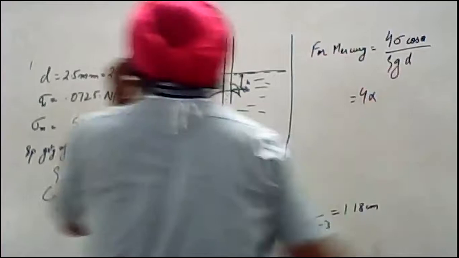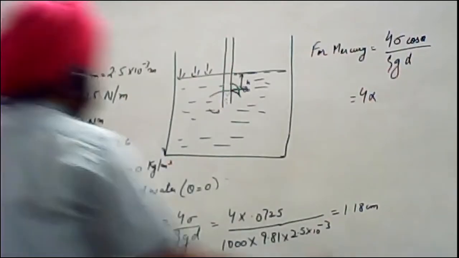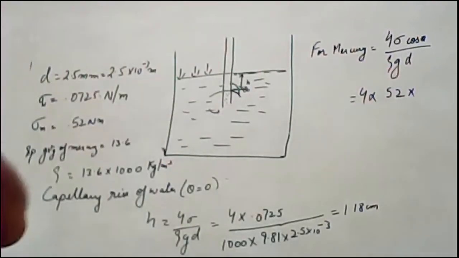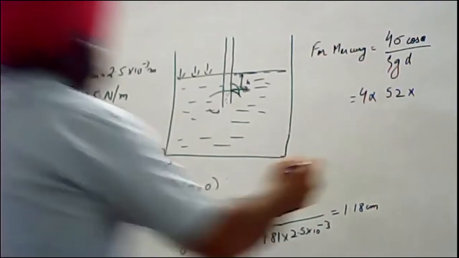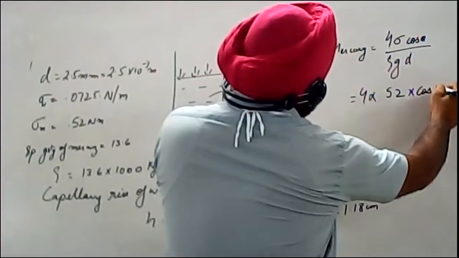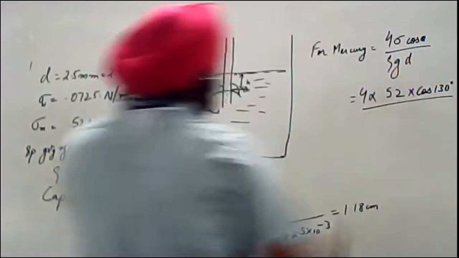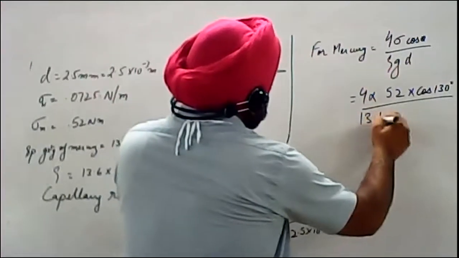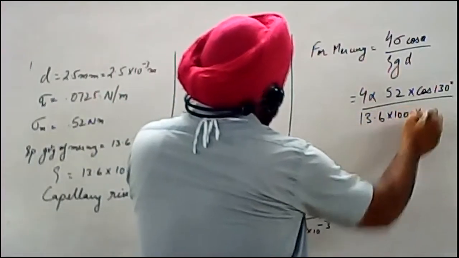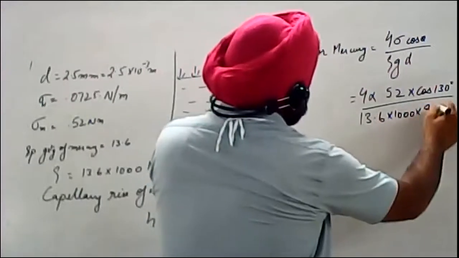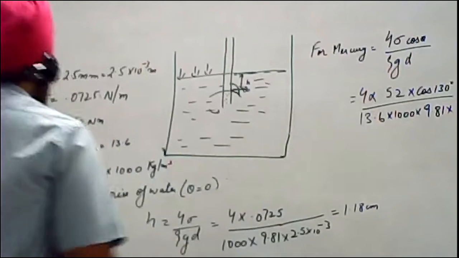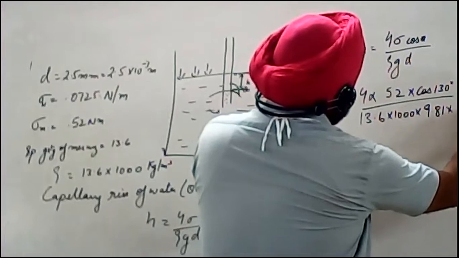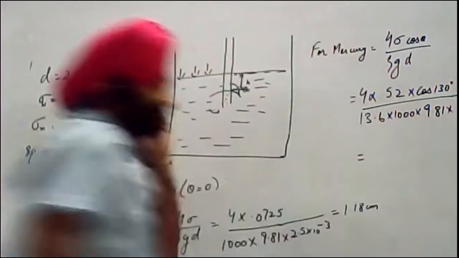4 into sigma for mercury is 0.52, and cos theta is cos of 130 degree. Rho is density that we have calculated, 13.6 into 1000. G is 9.81 and D is 2.5 into 10 to the minus 3. Calculate these values.